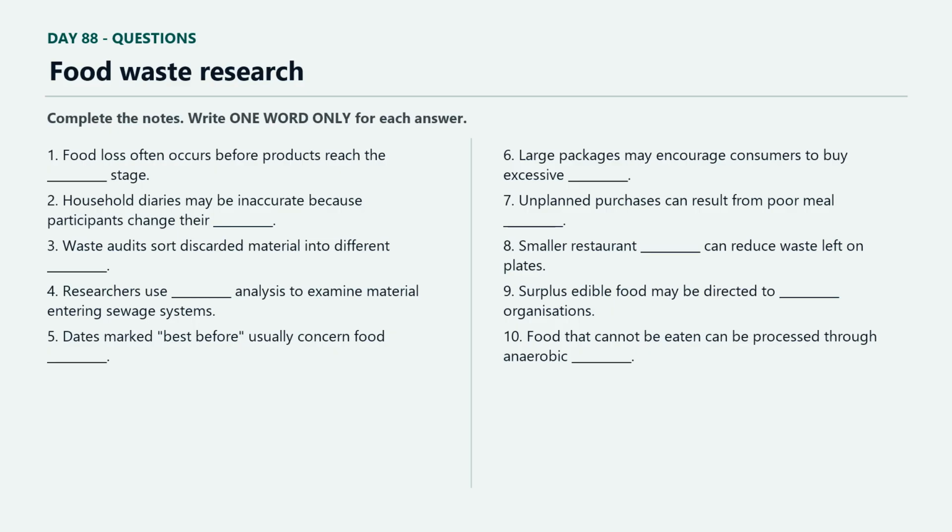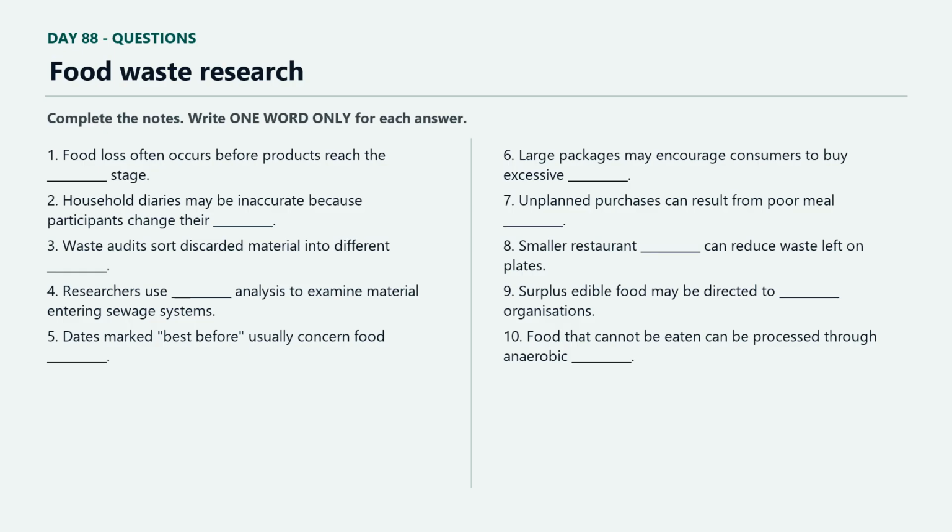A food diary records discarded items closer to the time when disposal occurs. Participants note the type, amount, reason, and disposal route for each item over several days. Diaries provide detailed context, yet they require effort and may still underestimate waste. Participants sometimes change their behavior because they know it is being monitored. This response to observation means the study itself can reduce the activity being measured.